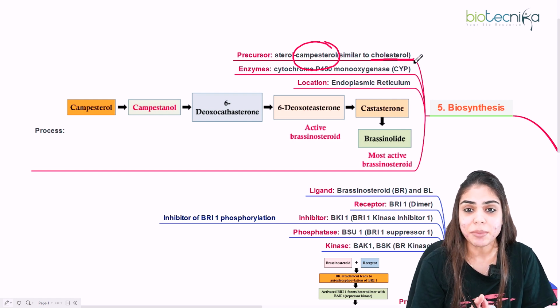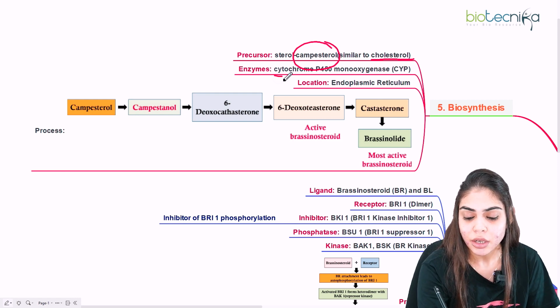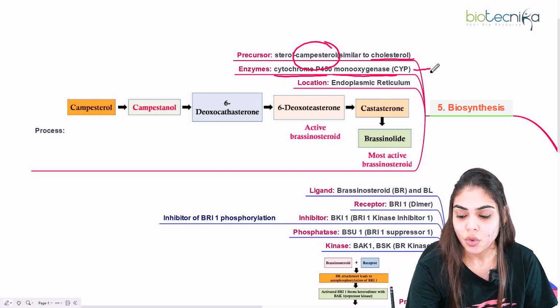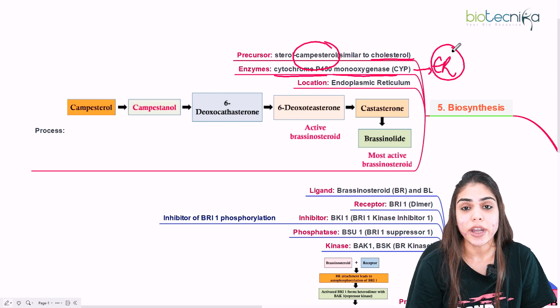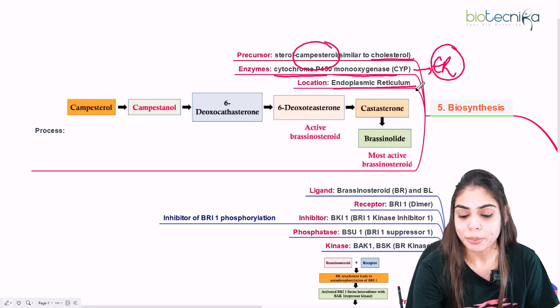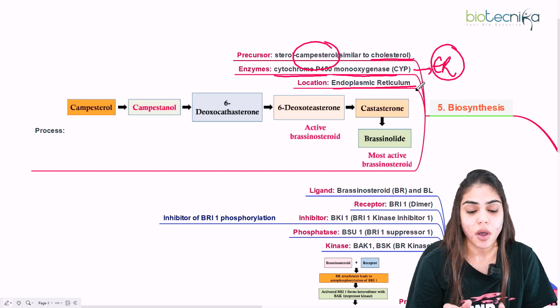Now what's the enzyme that is needed for the biosynthetic mechanism? It's cytochrome P450 monooxygenase, which is also known as ER enzyme, that is endoplasmic reticulum enzyme. That is why the location of this biosynthesis is the endoplasmic reticulum, because the enzyme is present in this organelle itself.